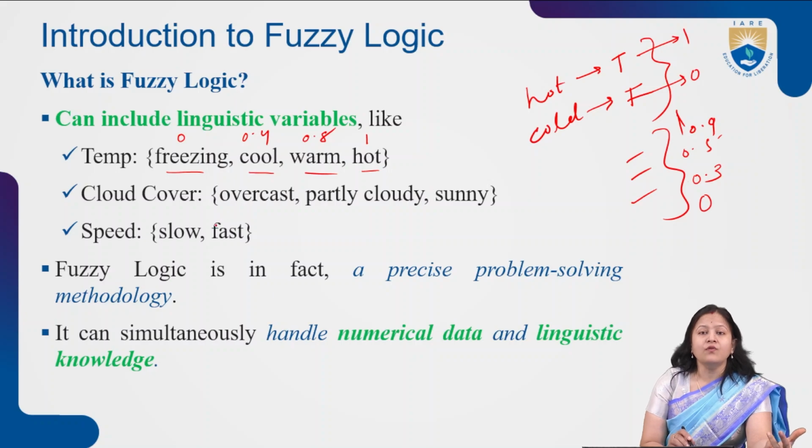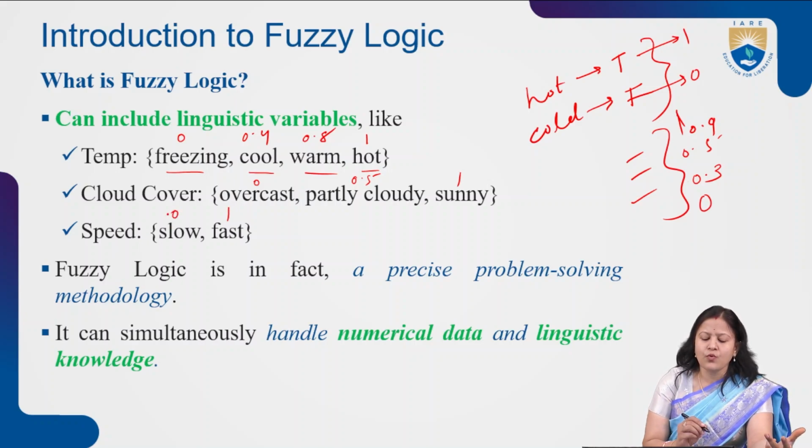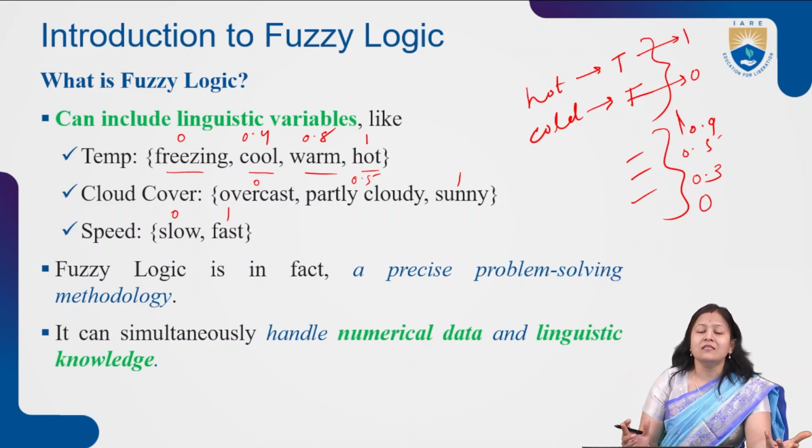Same thing for cloud cover. For example, overcast, partly cloudy, and sunny. If sunny is 1 and overcast is 0, then partly cloudy can be assigned as 0.5. Similarly for speed, only 2 values are given, slow and fast. So for fast we can write 1, for slow we can write 0. We will not write these ourselves, I am just telling you, because all these linguistic terms will be processed by the fuzzy logic.